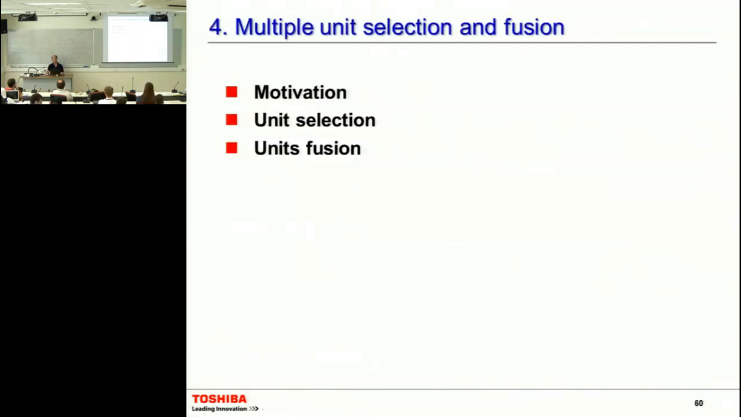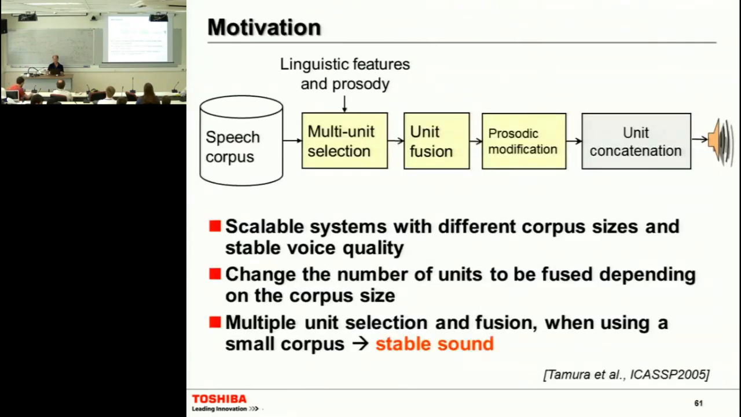And the next, I'd like to talk about the multiple unit selection and the fusion. So firstly, I want to explain our motivation, why we developed this method. So we wanted a scalable system with a different corpus size and voice quality. And this system has a multiple unit selection part and the units fusion into one diphone. And the other process is the same as diphone-based speech synthesis. So this part is just different from the previous one.